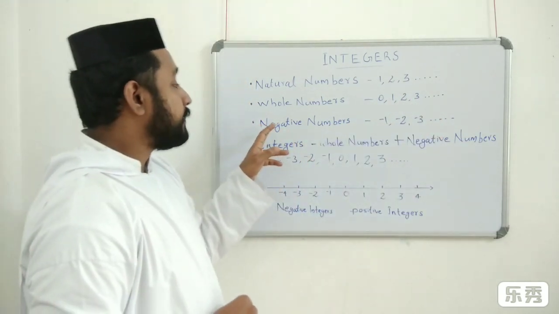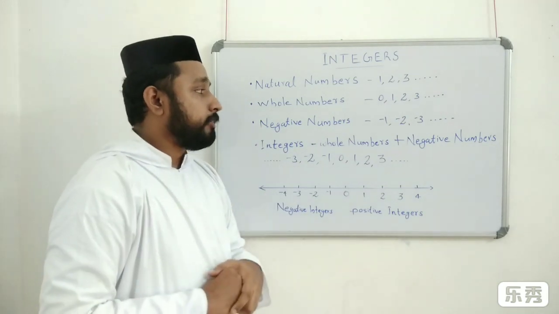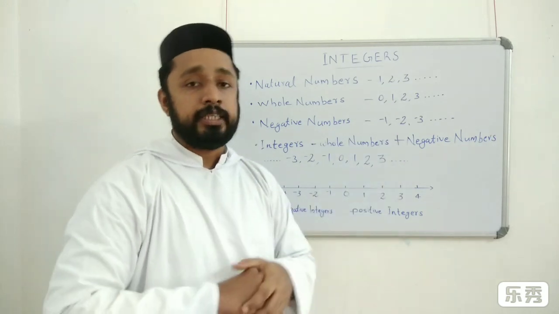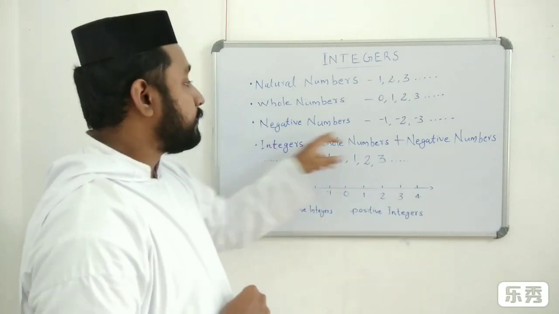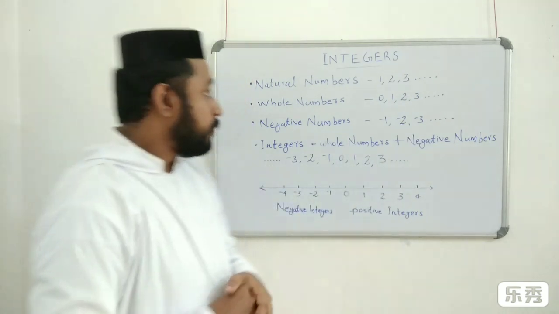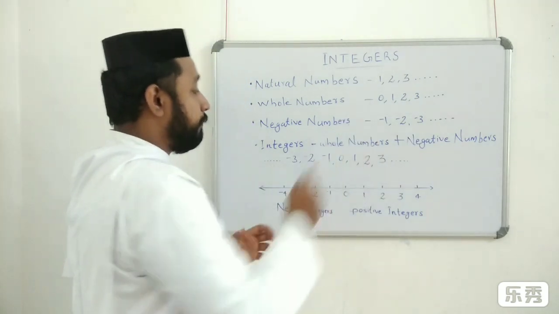Another set of numbers are negative numbers. Negative numbers means when we put a minus sign before the number, we will get negative numbers. So, negative numbers are minus 1, minus 2, minus 3, etc. So, these are different types of numbers.